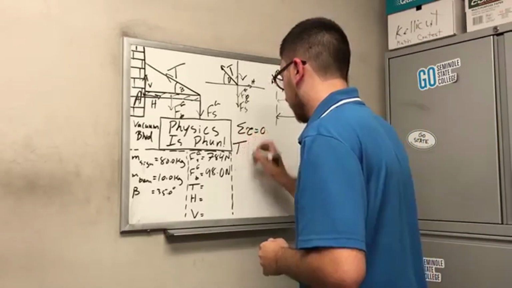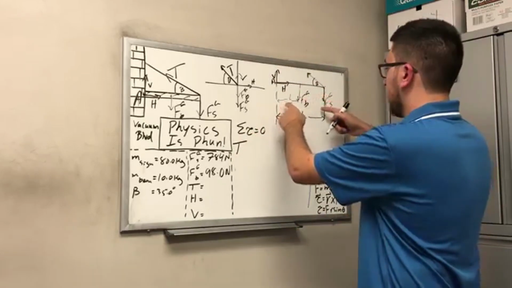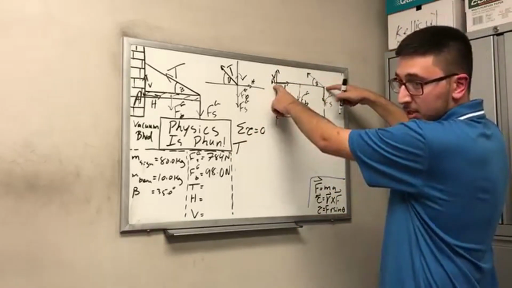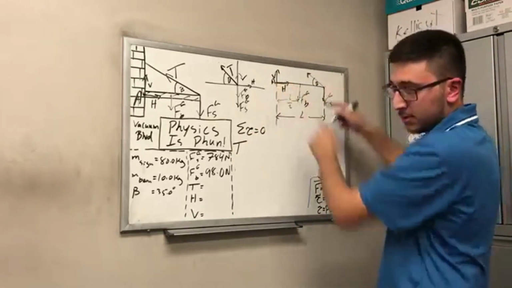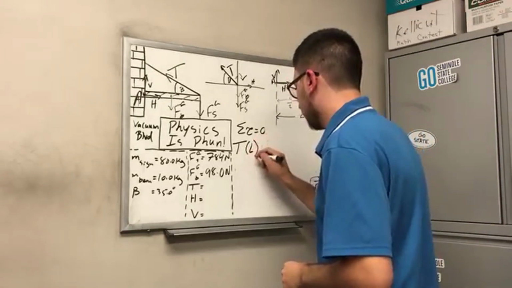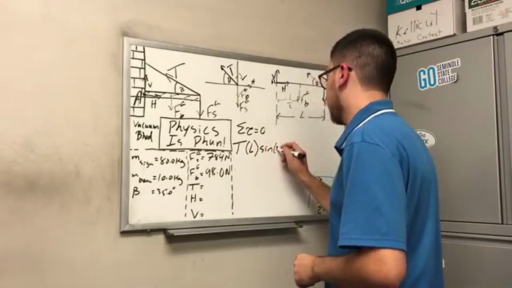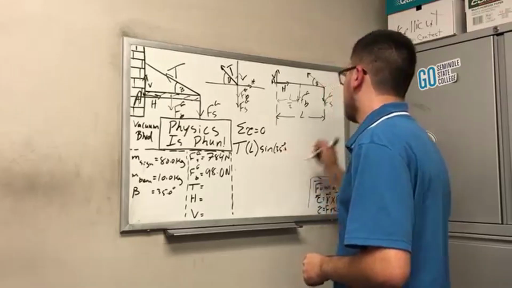So our force is T. Our distance is L, because it has to be the distance between the force and the axis of rotation. So TL sine 35, because that's the angle right here, beta.